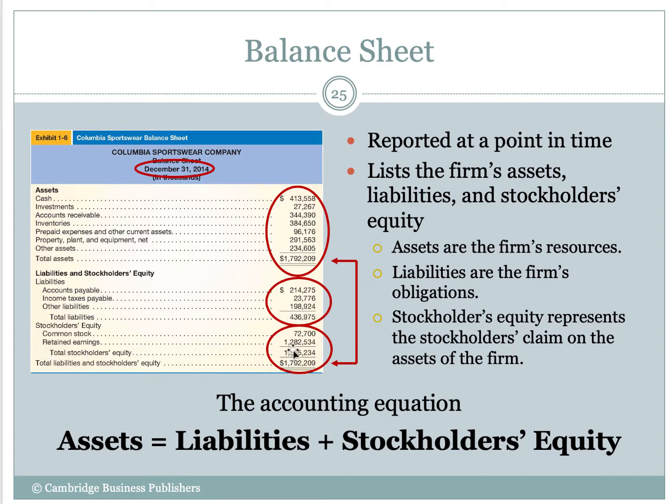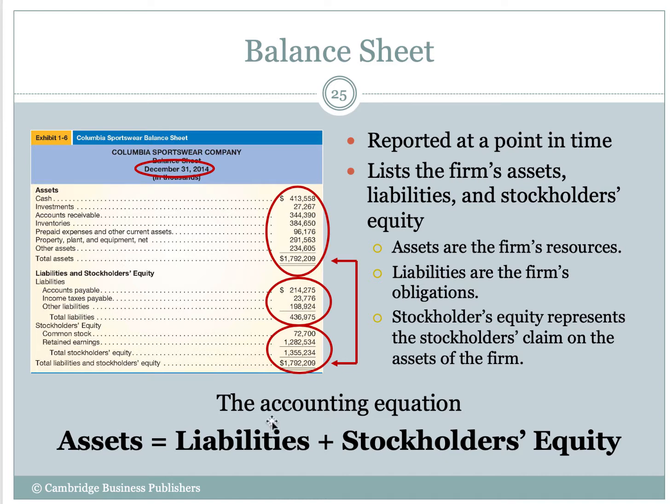Then we total up our stockholders' equity. So from here, we're going to add the total liabilities with the total stockholders' equity, and you notice we have total liabilities and stockholders' equity, okay? Notice that this total, the $1,792,209, matches the total assets, okay? So the balance sheet is the accounting equation, right? And it makes sure that the accounting equation balances, okay?